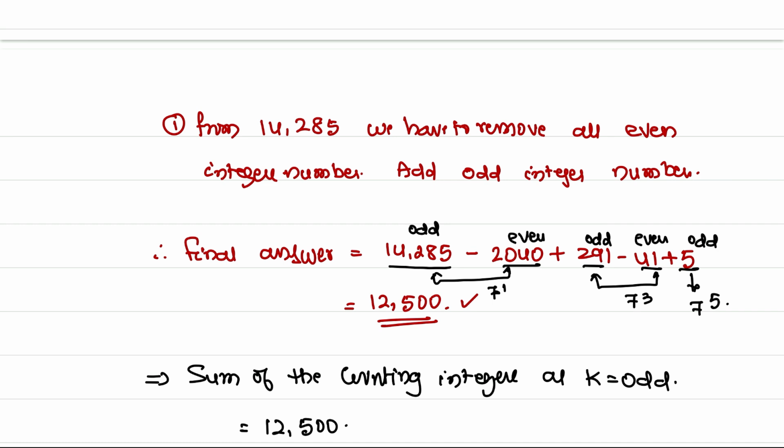to the power of 4. This is 7 to the power of 4. This even number which is deducted is 7 square. 7 to the power of 1 is full. From that 7 to the power of 2 is deducted. Again 7 to the power of 3 is added, and 7 to the power of 4 is deducted, and 7 to the power of 5 is added. That means the final answer is 12,500.